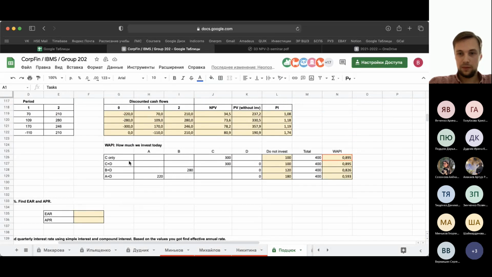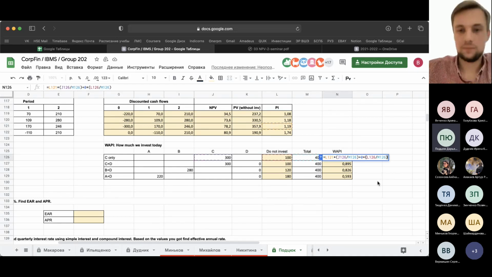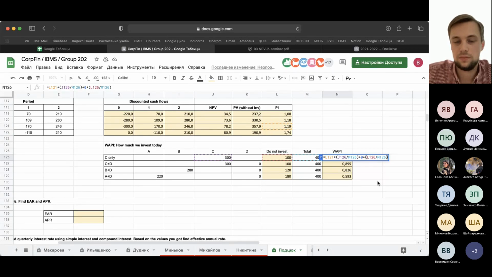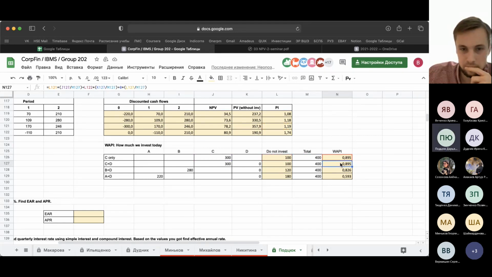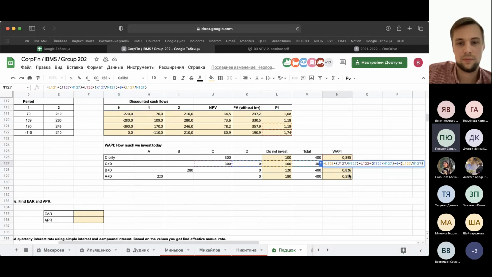Okay. So we need to multiply our PI as the investment divided by the total amount we can invest, and then add to it the amount which we do not invest divided by the total sum and multiplied by 0, in the route C only. If we take the other one, when we need to sum two periods, we also multiply the PI of that period by the money we can invest divided by the total sum, and then add to it the amount which we do not invest divided by the total sum and multiplied by 0.